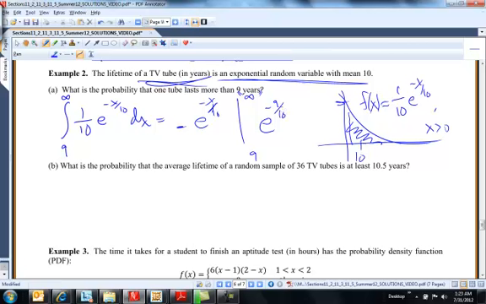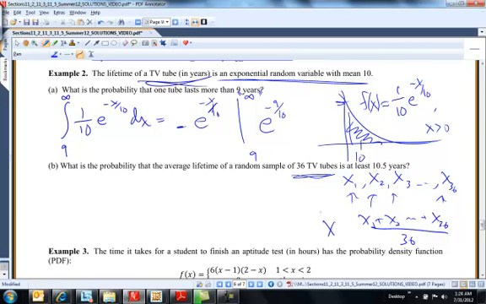Now down here we're asking a different question. We're going to take 36 of these tubes, 36 different tubes, right? X1 is the lifetime of tube 1, X2 is the lifetime of tube 2, X3 lifetime of tube 3, up to X36. And if we were to look at the lifetime of each one and average all their lifetimes, I'm going to call that capital X bar. What's the probability that the average lifetime is at least 10.5 hours?